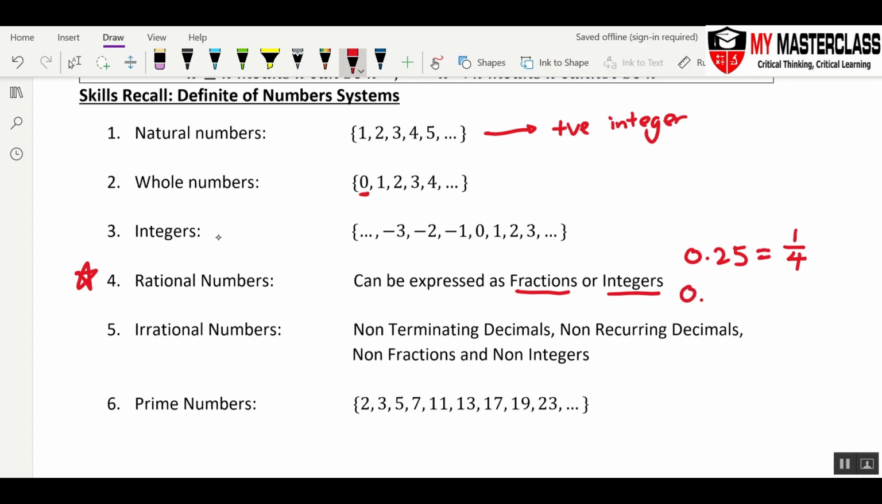Okay, same thing, 0.3 recurring. We know that this is 1/3. Any decimal that can be expressed as a fraction is a rational number. The irrational numbers are those that cannot be expressed as a fraction or integer. We know square root 2, square root 3, square root 5, etc. We also know that pi is irrational. So all these are irrational numbers and you must know all these that are the prime numbers.